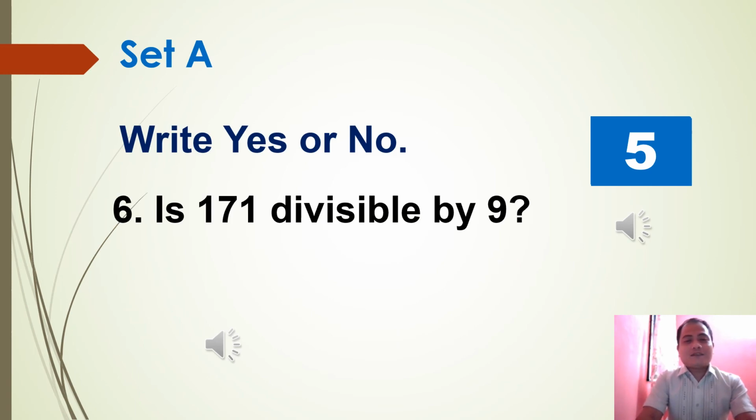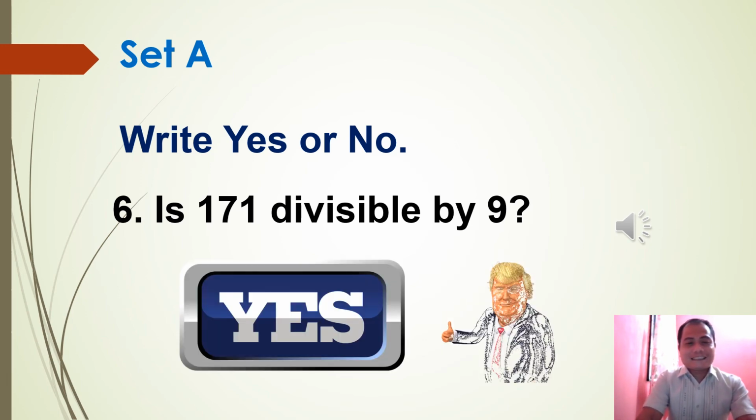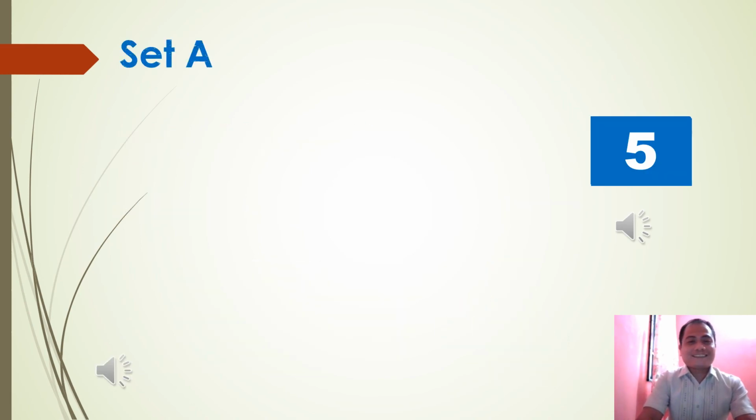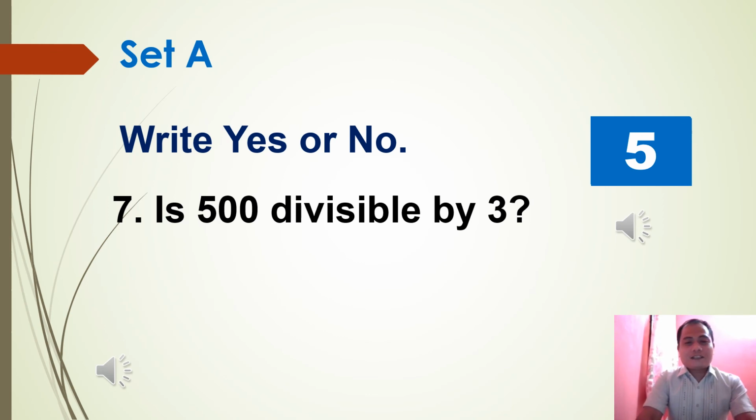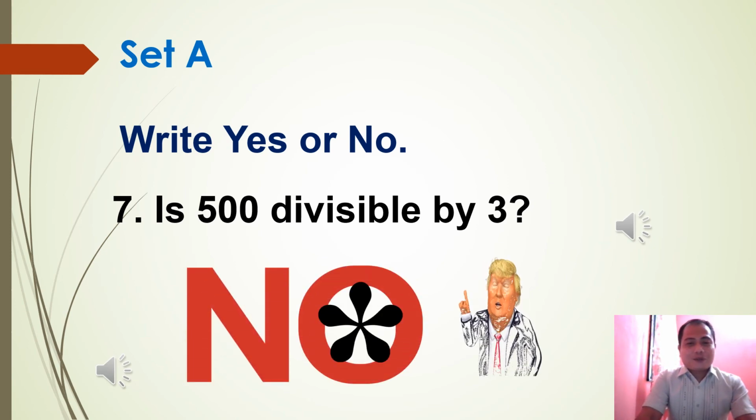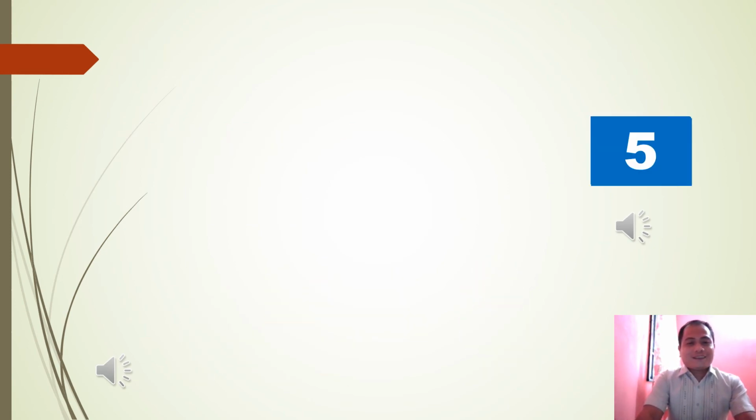Number 6. Is 171 divisible by 9? 5 seconds. Okay, time's up. The answer is yes. Okay, very good. Number 7. Is 500 divisible by 3? 5 seconds. Okay, what's the answer? No.